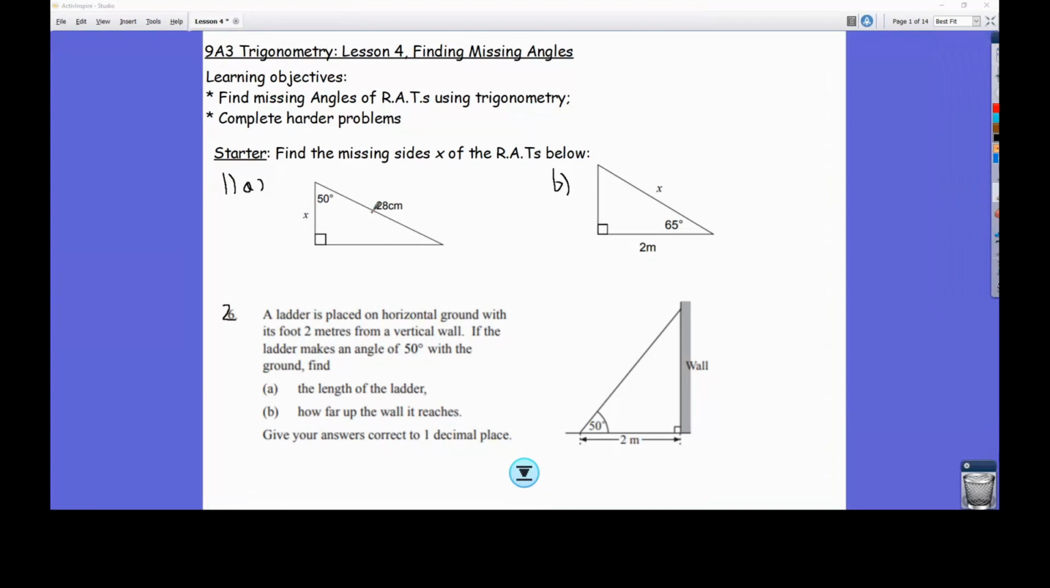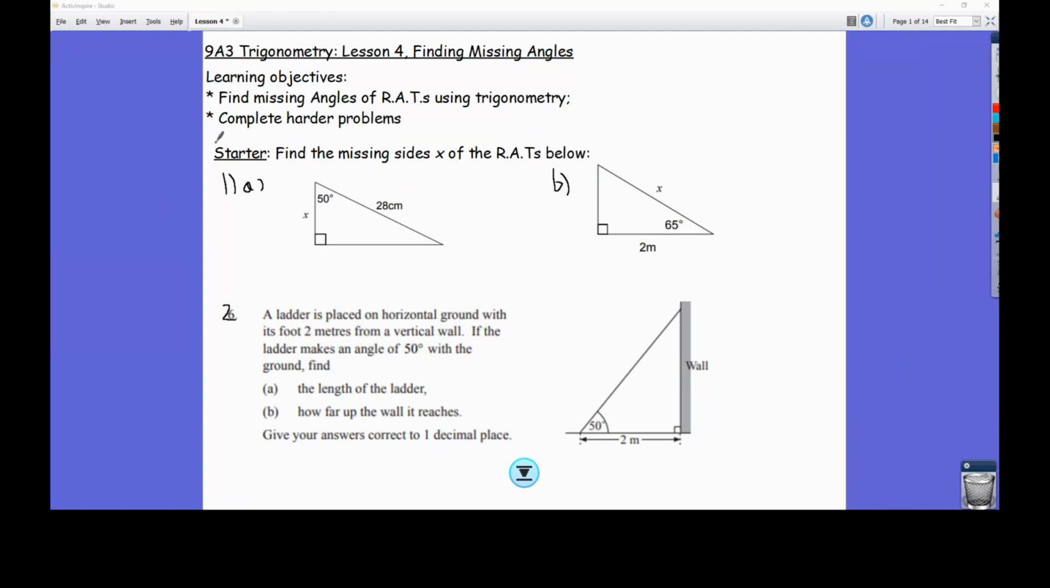So in this video, I aim to go over the last piece of the puzzle regarding trigonometry of right angle triangles, which is finding missing angles. So our learning objective today is to be able to find missing angles of right angle triangles using trigonometry. And also, I want to get us started on some harder problems.